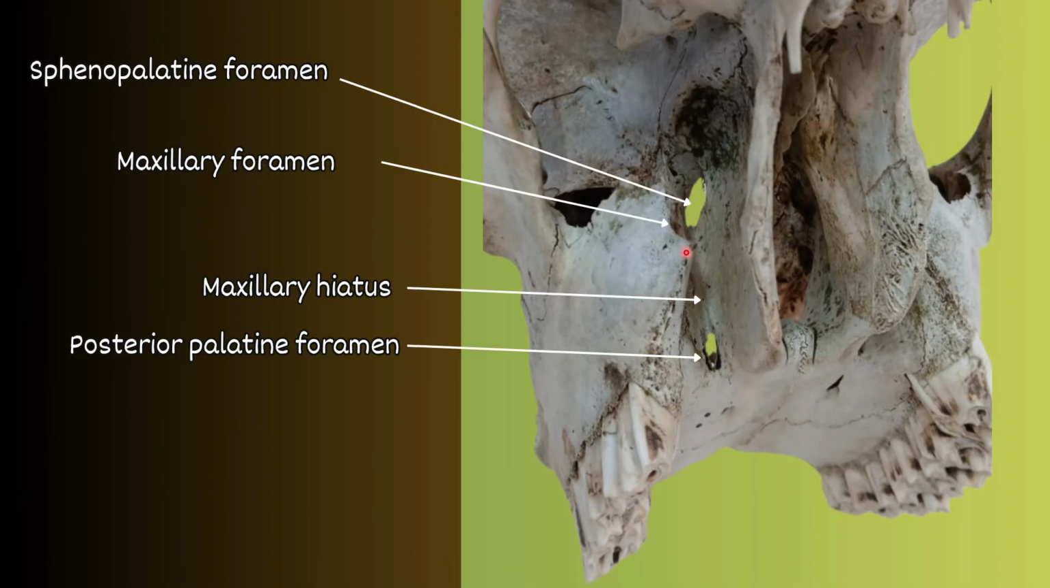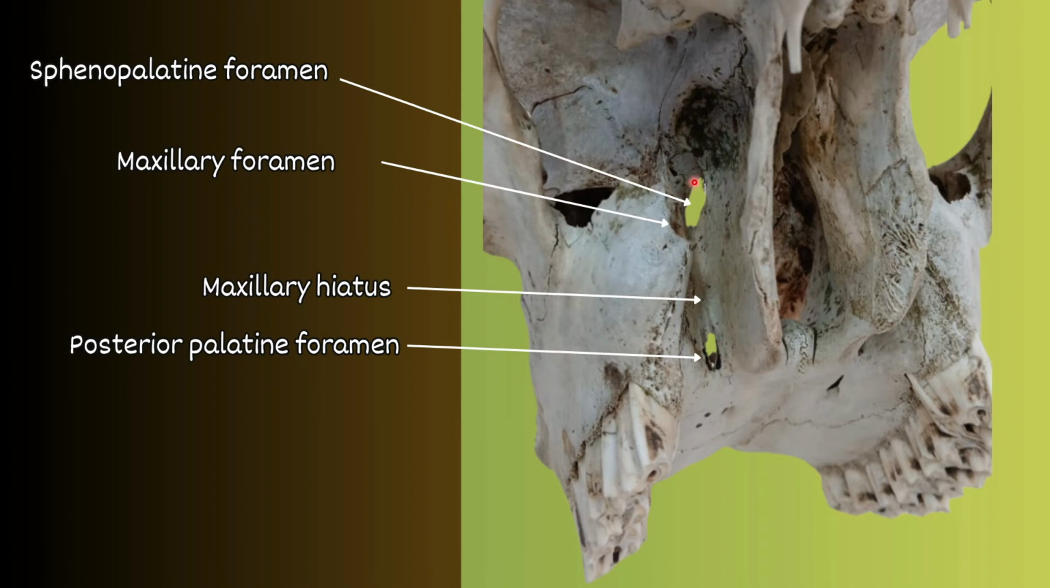So this is the maxillary tuberosity. Medial to this you will find the maxillary hiatus. And here we will find several important foramens. This foramen is the sphenopalatine foramen. Just here you will find another foramen, the maxillary foramen, and here also the posterior palatine foramen. So these are the important structures in the maxillary hiatus.